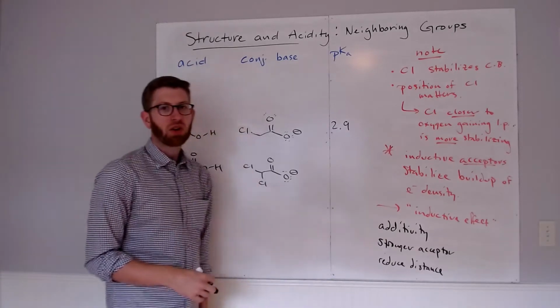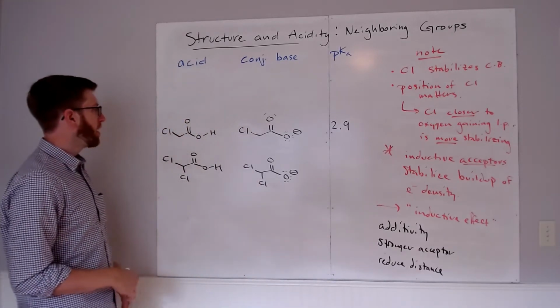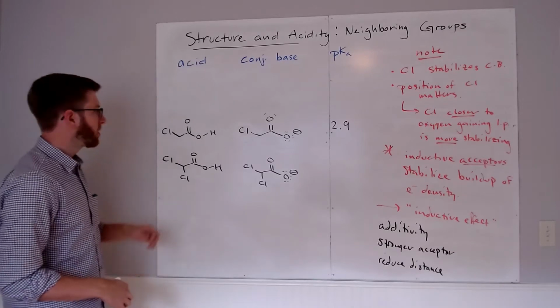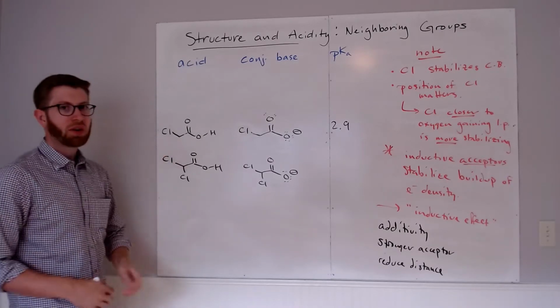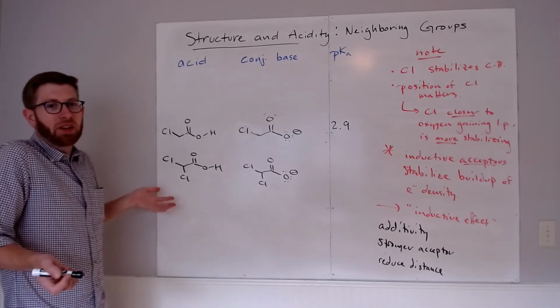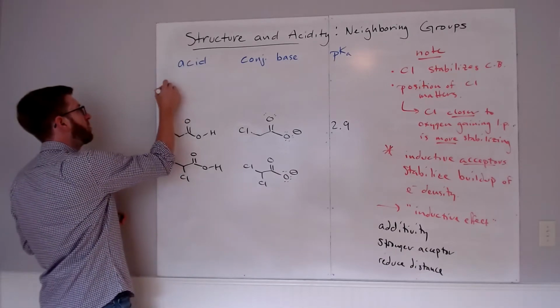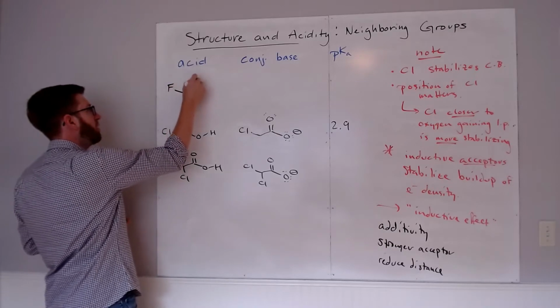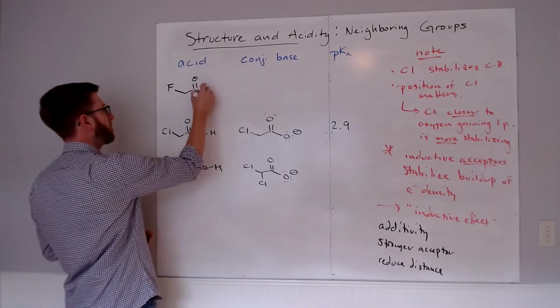So what if I made a stronger acceptor? Here I want to think about a group or an element that will exert a stronger pull on the carbon than a chlorine will. So, well, the obvious choice here is fluorine. So I could use fluorine instead of chlorine. That would give me a stronger acceptor.